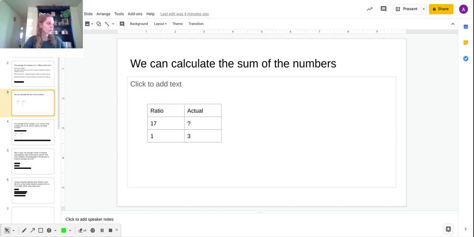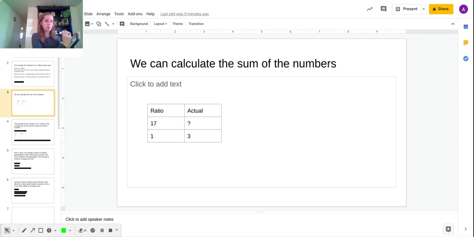So we're going to calculate the sum of the numbers. So basically we're having 17 over 1 because we know that our average is 17. So that's like having 17 over 1. But we need to figure out, if we were looking at a data set with three different numbers in it that would average to 17, what would the sum be? So basically what we can do is cross multiply. So I'm going to take my 17 times my 3 and my 1 times my variable.